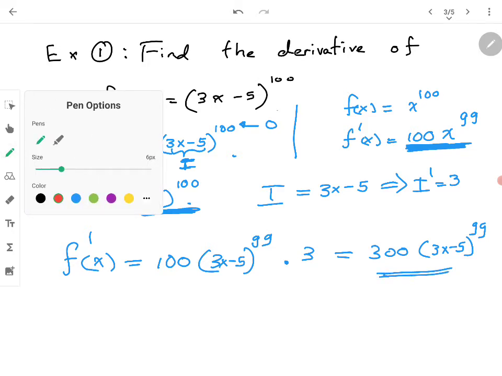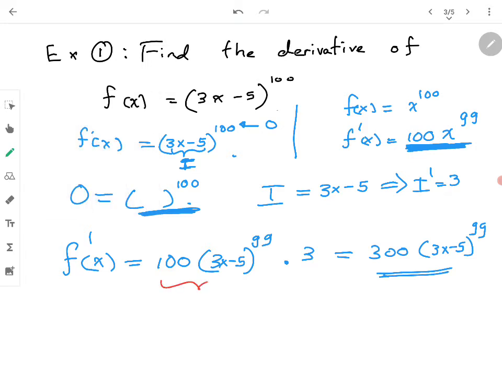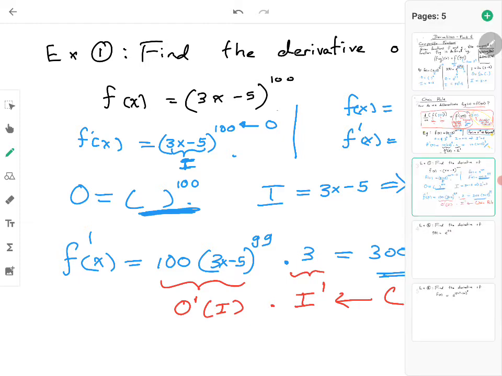So once you identify the outer and the inner, it's very easy application. So the first term is made up of the derivative of the outer function evaluated at the inner, and the second term is the inner function's derivative. So when you multiply these two, you get the answer using the chain rule. Okay, let's do a couple of more examples.